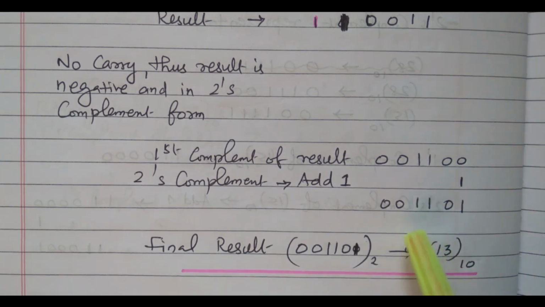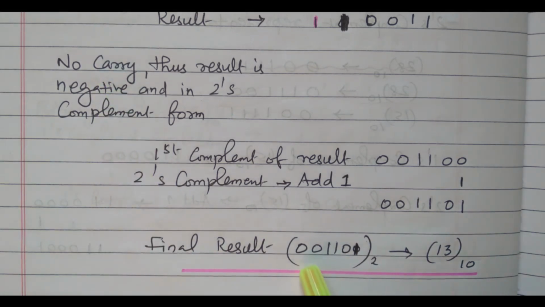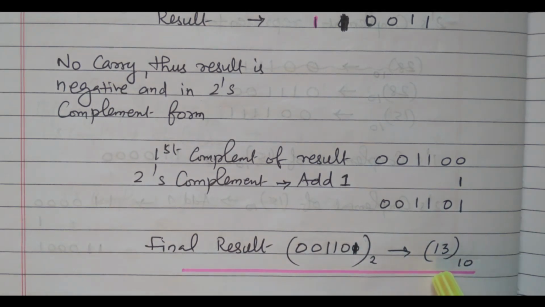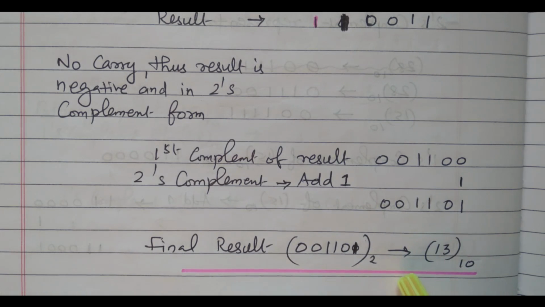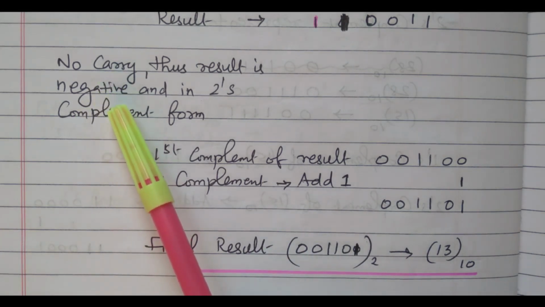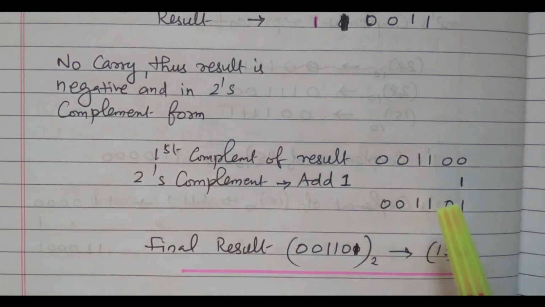But what is the difference? Here the carry is not generated, so the answer is negative, right. So the final value is 0, 0, 1, 1, 0, 1, that is the decimal equivalent of 13, right. So we discussed two problems. 28 minus 15, we got the answer plus 13, carry is generated. While performing 15 minus 28, we got the same answer 13, but the carry is not generated, so the answer is negative, and in complemented form, and again we converted it into original form, right.